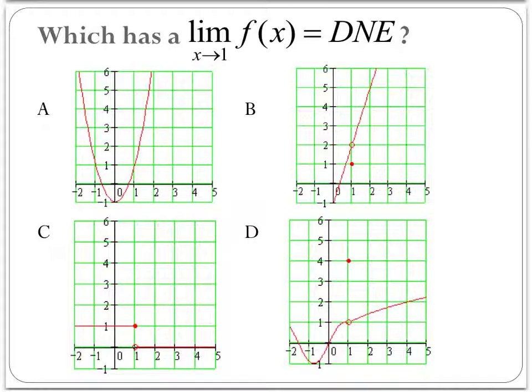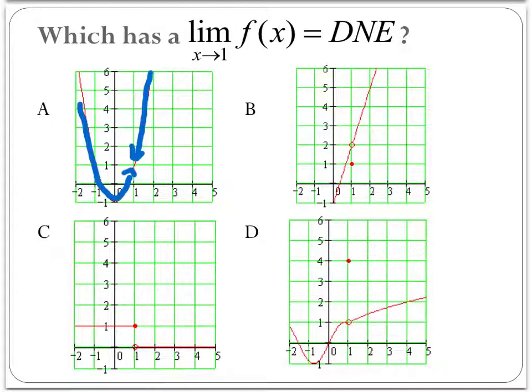In other words, there is no limit. So the easiest way to do that is to grab your pencil and trace the graph as x gets closer and closer to 1 from both sides of the graph. And what you're looking at is seeing if those two arrows match up, which in this case they do. So in this case, choice A, the limit does exist as x approaches 1. So it's not what we're looking for.